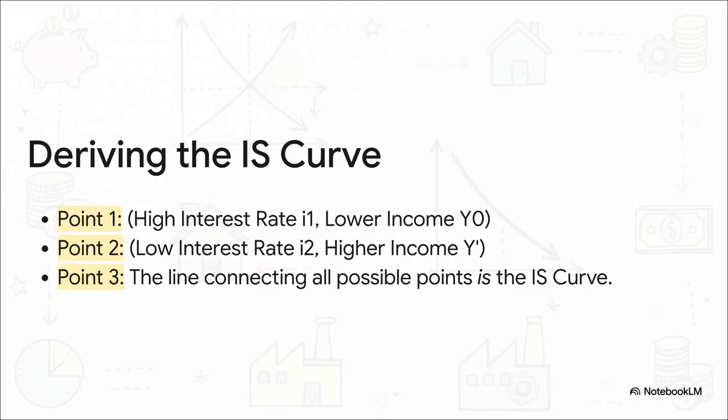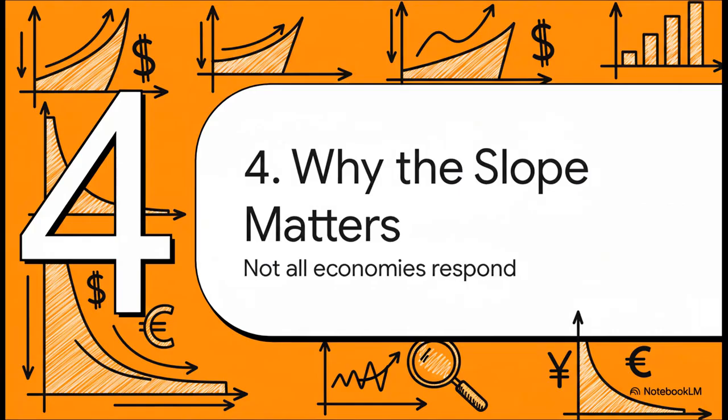And right there, that's the key. We now have 2 points on our map, one with a high interest rate and lower income, and another with a low interest rate and higher income. The line connecting these 2 points, and all the other possible points just like them, is the IS curve. It's this downward sloping line that perfectly illustrates that inverse relationship. So we have our downward sloping curve. Great. But its shape, how steep or flat it is, that tells an even more interesting story about how sensitive a particular economy is to changes in interest rates.